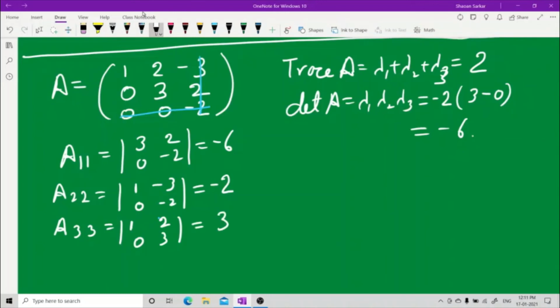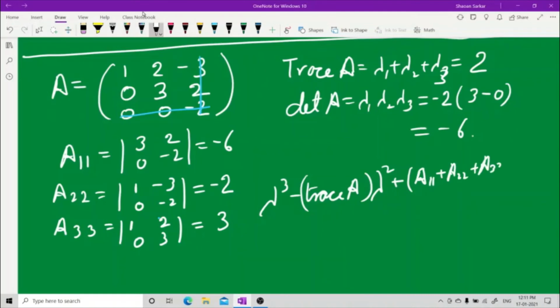Now the formula is lambda cube minus trace A lambda square plus A11 plus A22 plus A33 lambda minus determinant A is equal to 0. This will give me the characteristic equation.